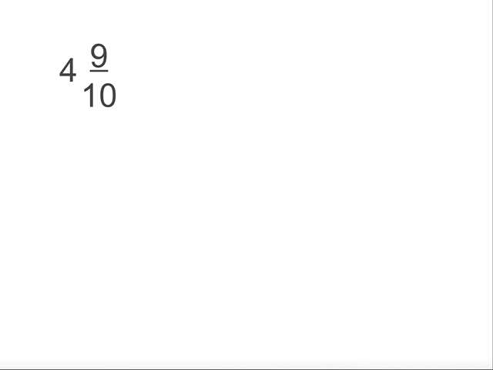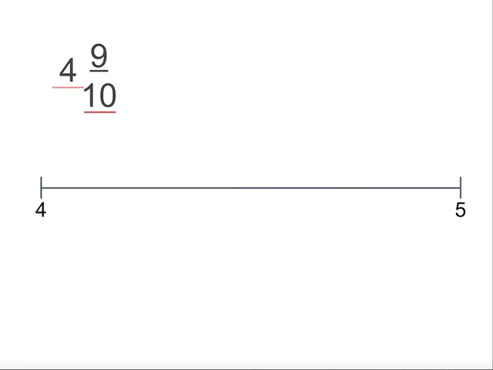Here we have a fraction. We can see it is 4 and then 9/10. We know this is more than 4 but less than 5. We can see the fraction part is showing tenths, so we can divide the line into 10 equal parts. Then we can count along.